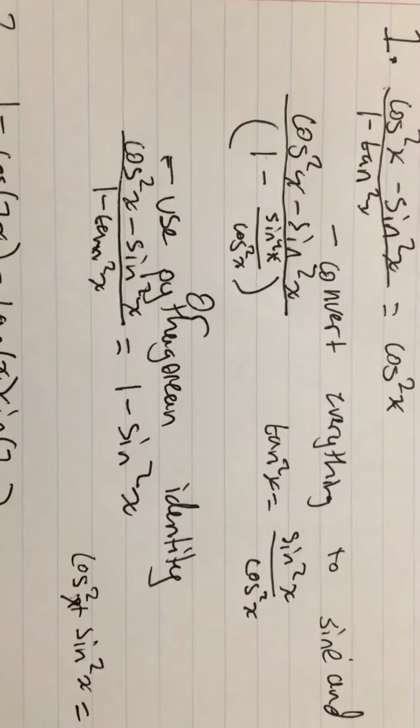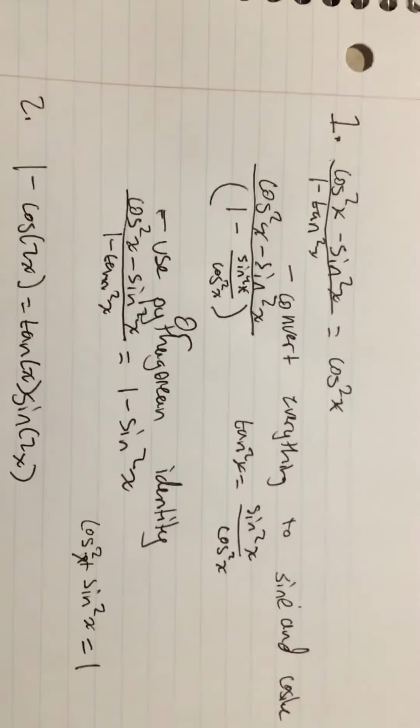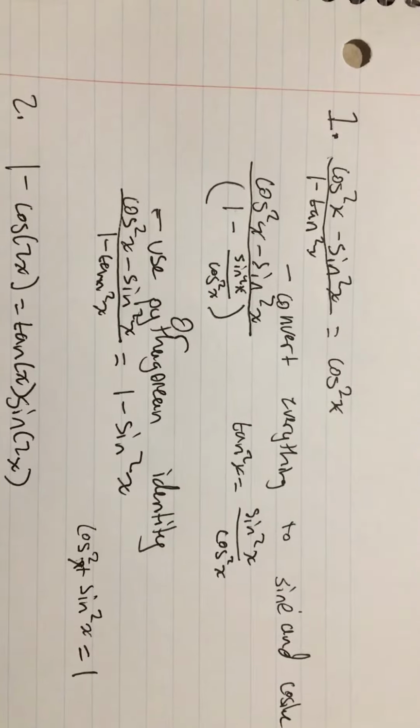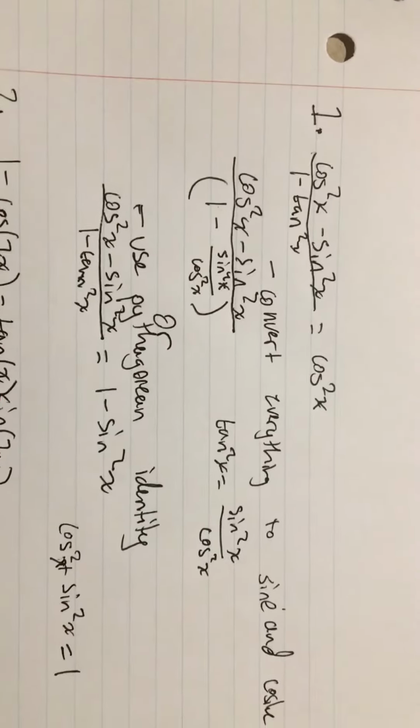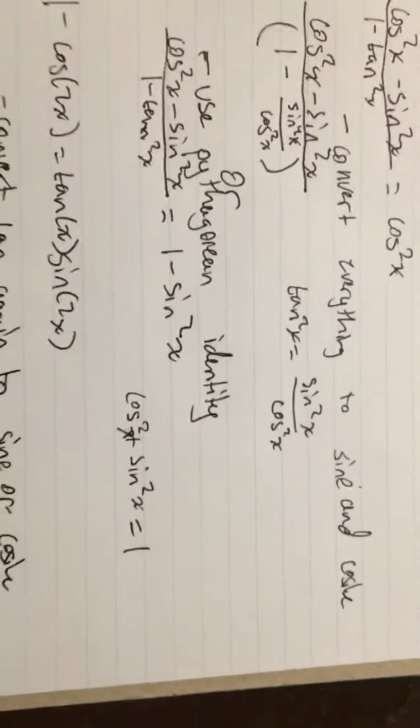Another first step you could do would be using the Pythagorean identity to convert the right side from cosine squared x to 1 minus sine squared x, because cosine squared x plus sine squared x equals 1.